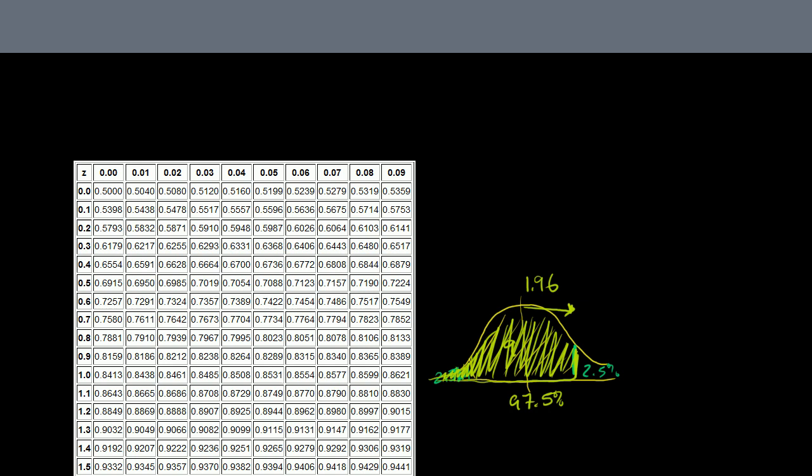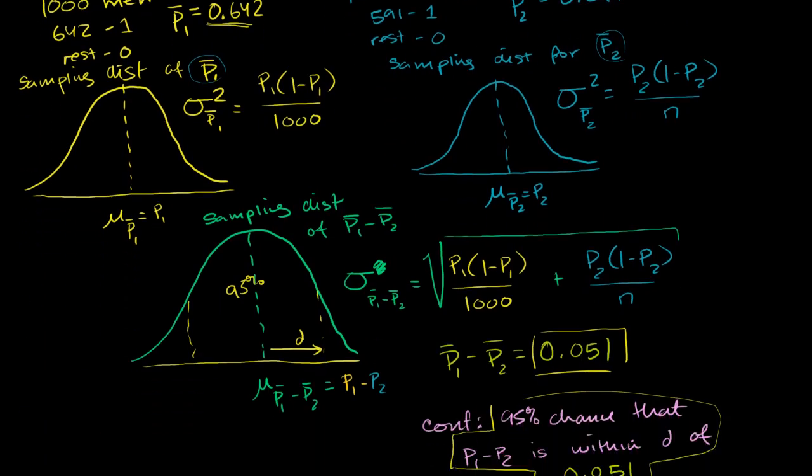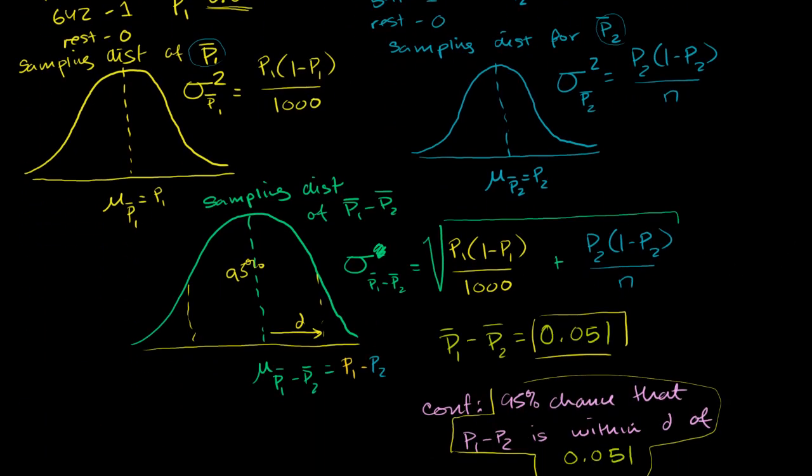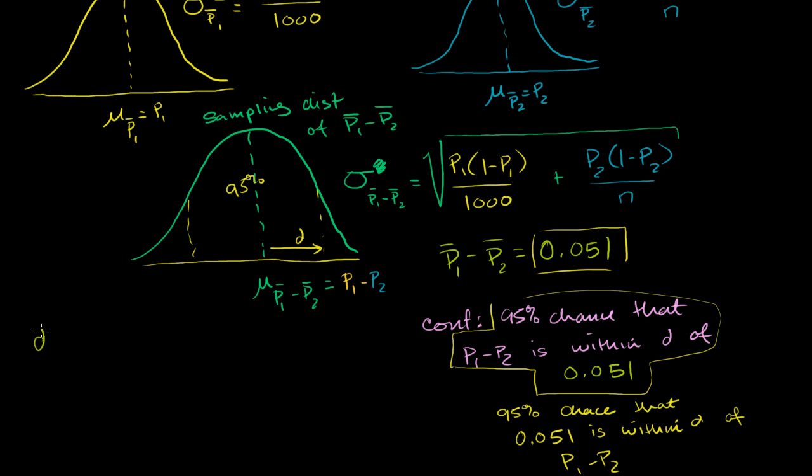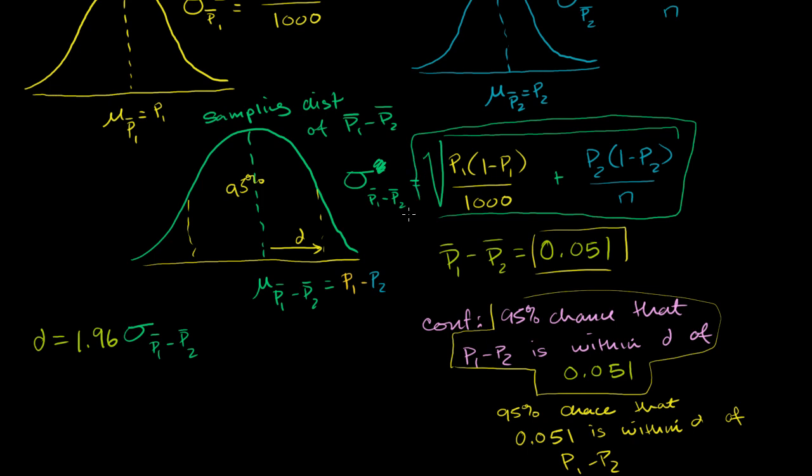So if we look to this normal distribution right over here, this distance that we care about is going to be 1.96 times the standard deviation of this distribution. So it's going to be 1.96 times all of this business, 1.96 times the standard deviation of this distribution. And so we just need to calculate this and multiply it by 1.96.